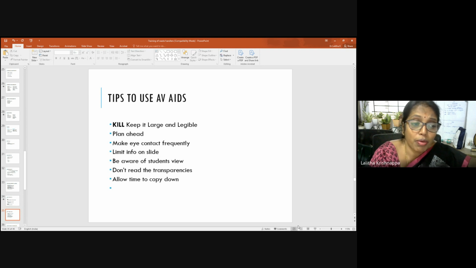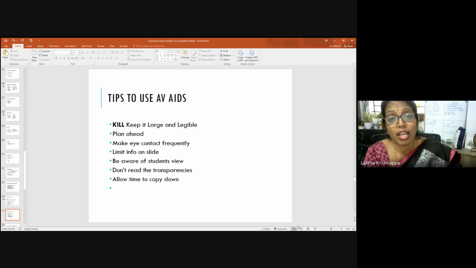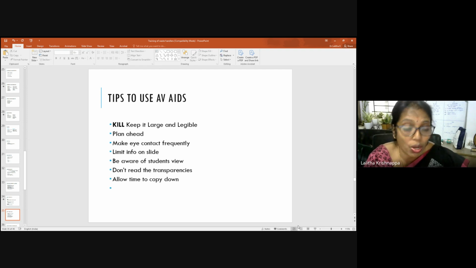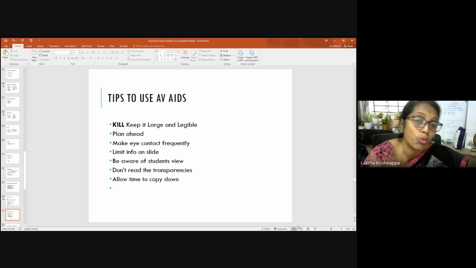So tips, however, you must remember audio visual aids are only aids. As the name says, aid, it is going to aid you as a speaker. So the speaker is the most important person. So you must be using it as an aid and not depend on it predominantly. If in case the system, I am not able to open the slide and I cannot show, I must be ready with a backup plan for what to do next.